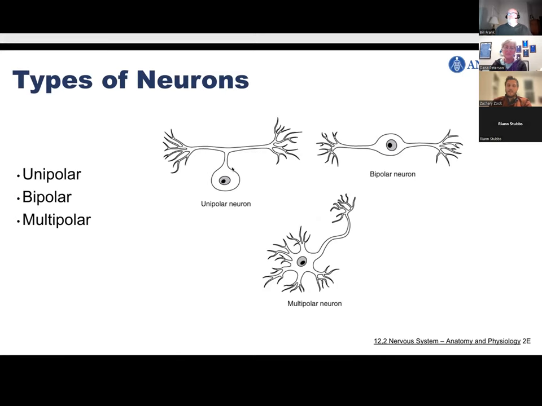Yeah, that's a good way of thinking about it. I don't know if I've ever actually processed that, but that's good. Like Dr. Peterson said, it's how many cytoplasmic extensions. So you have your unipolar here, there's just one cytoplasmic extension. You have your dendrites, and then this is your axon, but it's called unipolar because you just have that one. Then bipolar, there are two extensions, and then multipolar, there are lots and lots, and it's multi.